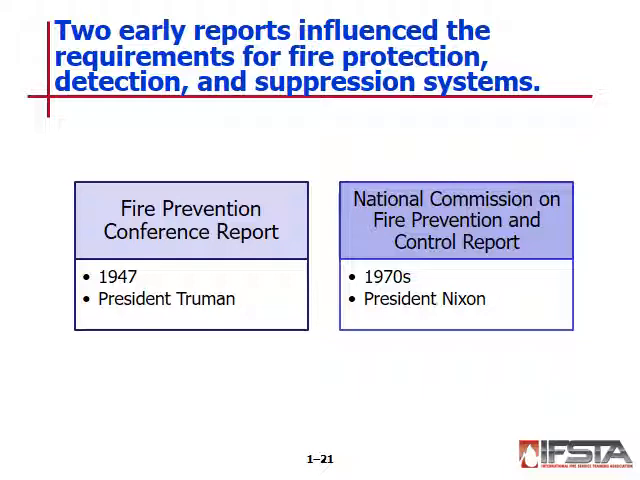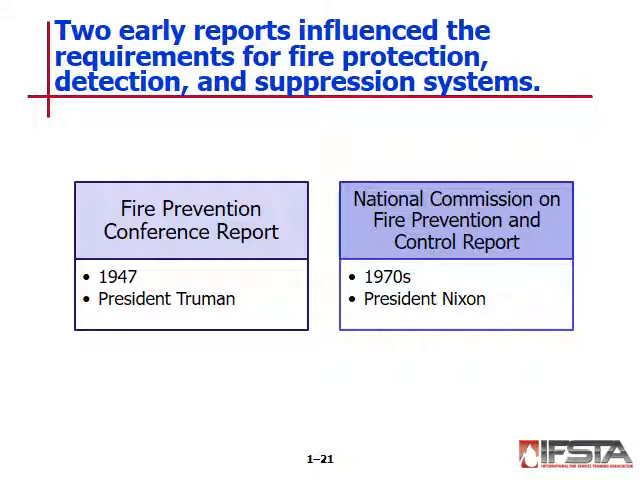So, in addition to these historical benchmarks, two early reports have influenced the requirements for fire protection, detection, and suppression systems. Now, these reports were prepared by groups that came together to address the unacceptable fire problem in America. And both reports prompted the use of fire protection devices for life safety and loss prevention. The two are the Fire Prevention Conference Report, and the National Commission on Fire Prevention and Control Report, one in 1947 under Truman, and the second in 1970 under Nixon.